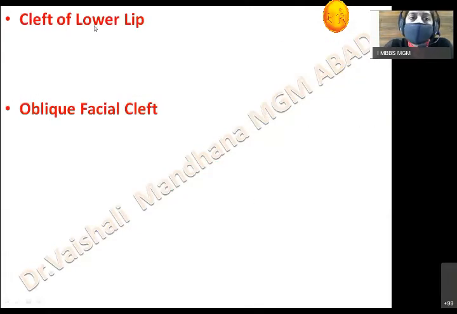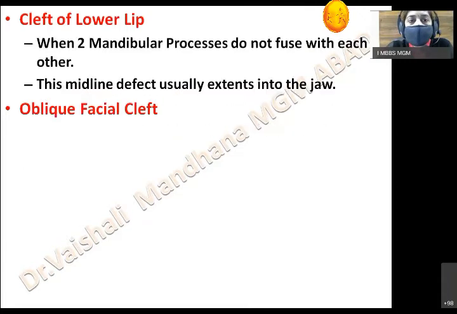Then coming to the cleft of the lower lip. What we have seen is the hair lip, that means upper lip clefts only. Now coming to the cleft of the lower lip, why will it occur? How is the lower lip formed? It is formed because of the fusion of the mandibular processes. So when the two mandibular processes do not fuse with each other, it will lead to the cleft of the lower lip.